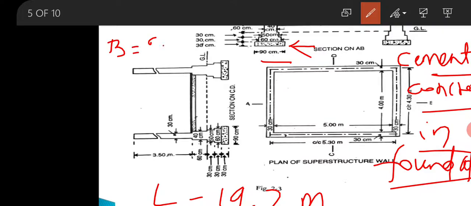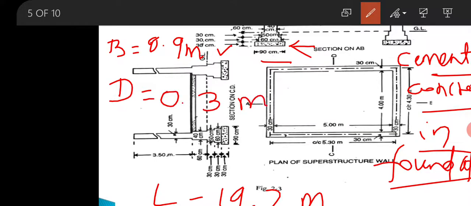So B is 0.9 meter. Then what is the thickness? Thickness of cement concrete work in foundation is 30 centimeter, that is 0.3 meter. Okay.